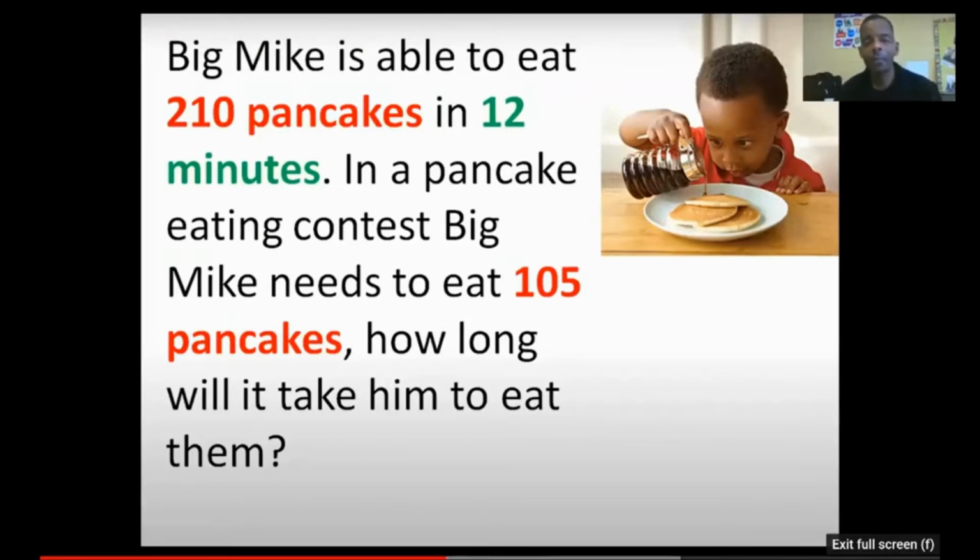Well, when we have a problem like this, we can use a proportion because they've given us a rate. The rate is work done over time. What is the work? Eating pancakes in minutes. Work over time, all right? So the work is 210 pancakes. He can do that in 12 minutes. So we can make a ratio out of that, 210 out of 12, okay? And then that should equal another ratio using the same rate. So this is what it would look like.